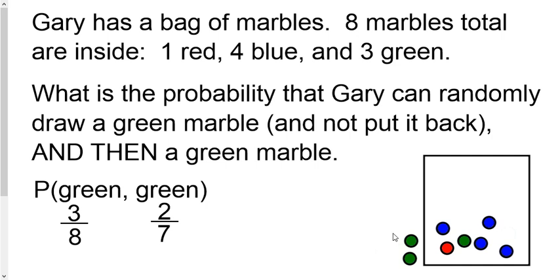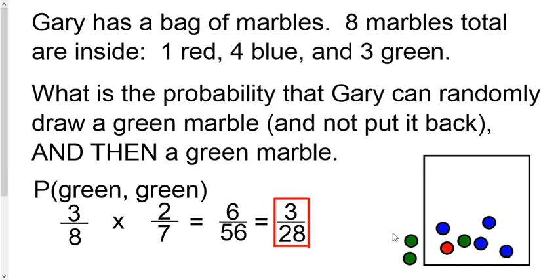We still need to multiply these two probability fractions together, and we'd get 6 out of 56 again. And don't forget to simplify. It'd be 3 out of 28.